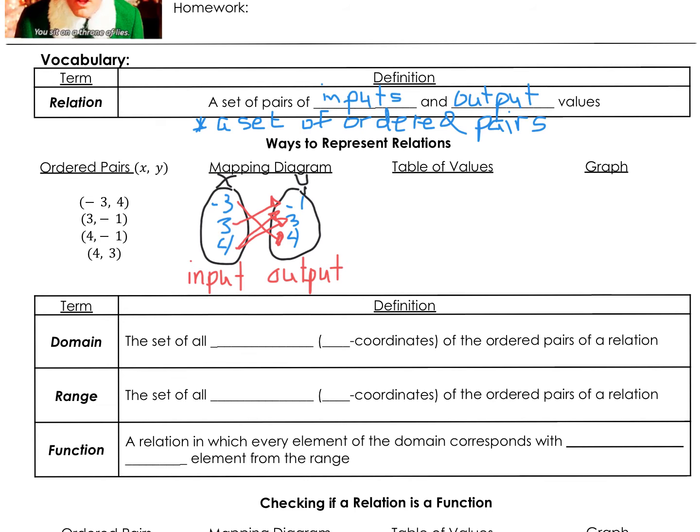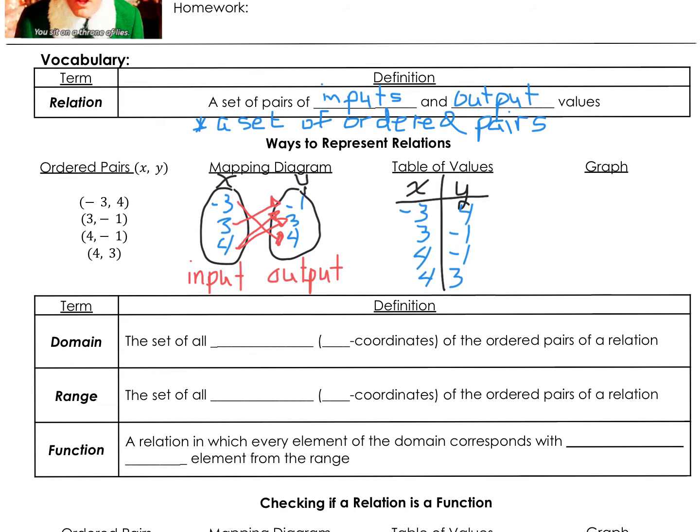Then we're going to do a table of values. So a table of values is just an XY table. Essentially, it looks just like this ordered pair, but we're putting it in an XY table. So here's your X and Y. And this can go horizontally as well. And then we're just going to put each of these ordered pairs here. You don't want this table of values to go from smallest to largest because you want your ordered pairs to match up. So -3 matches up with 4, and then 3 matches up with -1, 4 matches up with -1, and 4 matches up with 3.